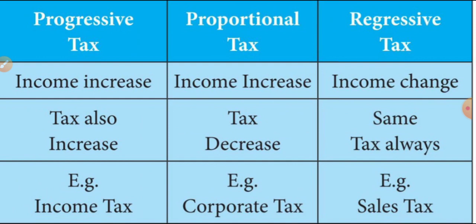Likewise, with proportional tax, as income increases, the same rate of tax applies. That means the same amount of taxes are to be paid by all the people. Example, corporate tax. Then regressive tax means the income will change but the tax is always the same. For example, sales tax. Can you understand, students?